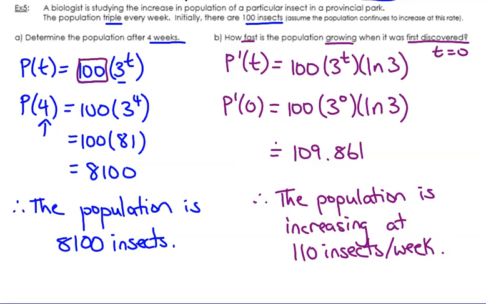Or taking this entire thing, not touching it, and taking the derivative of this part, which is the derivative of 3 to the power of t is still 3 to the power of t, but multiplying that ln 3 part and multiplying the original 100. This is what you're going to get after you do a product rule. Now you're going to sub in 0 into your t and get the initial growing rate when it was first discovered. And so the population was increasing initially when it was first discovered at 110 insects per week.